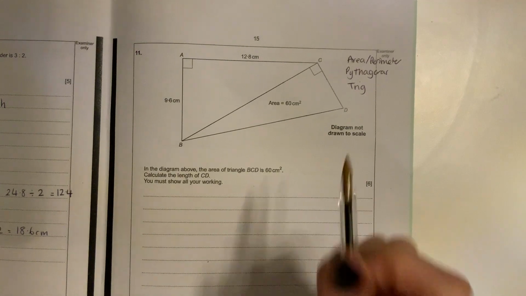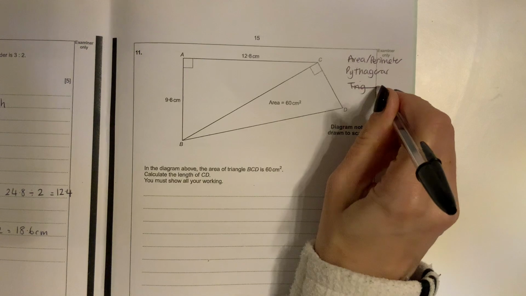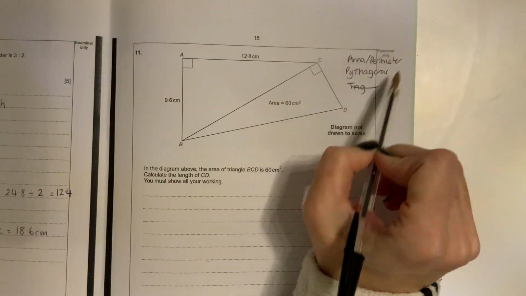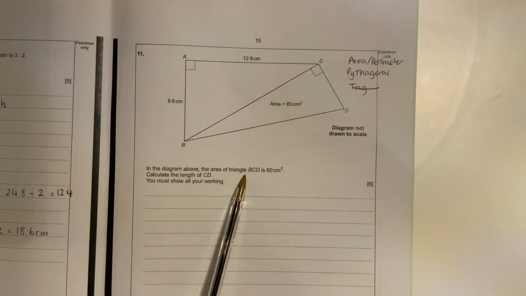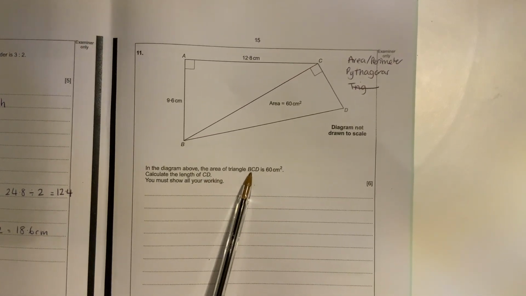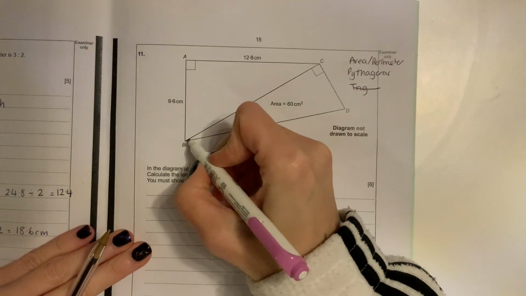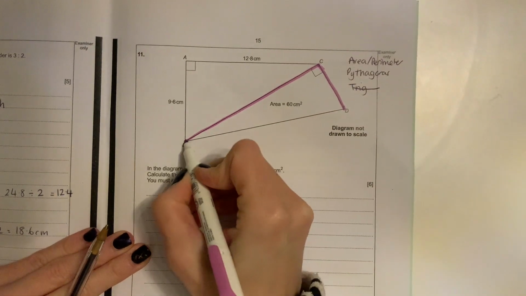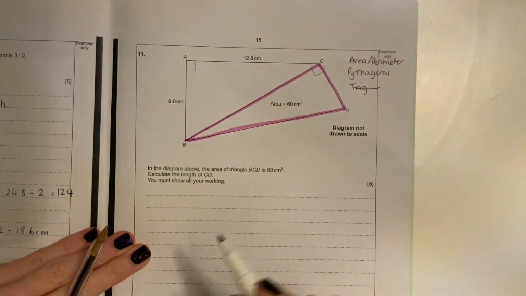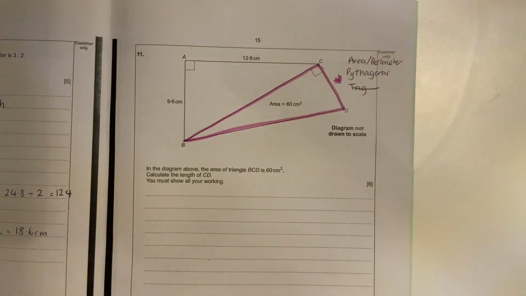First of all, I can see that there are no angles apart from the right angle, so it's not going to be trig. So it's going to be one of these. Okay, so let's read what it says. In the diagram above, the area of triangle BCD, let's highlight that triangle, so this triangle here, is 60. Calculate the length of CD. So this is what we're working out here.